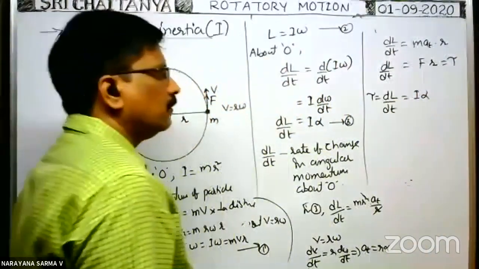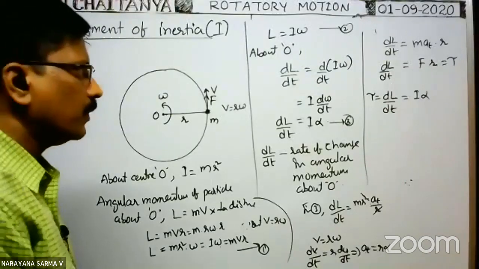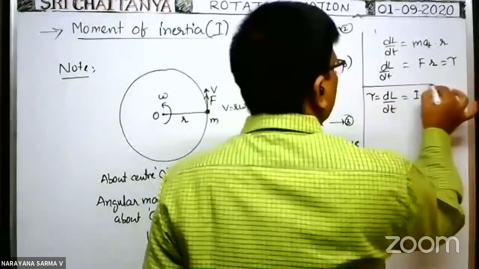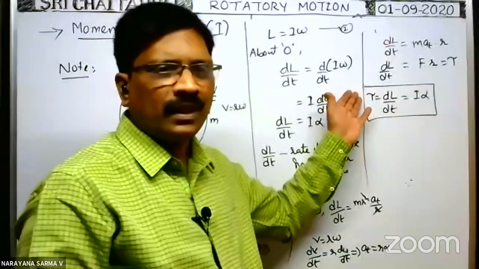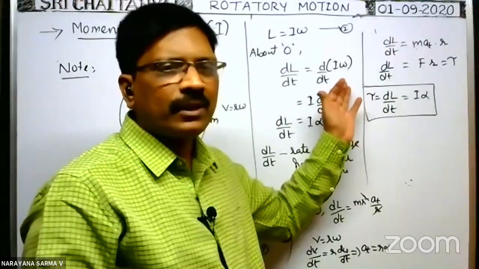We can write torque, which is equal to I alpha. This formula is very, very important. Just like Newton's second law in rotatory motion, it is the Newton's second law in rotatory motion.